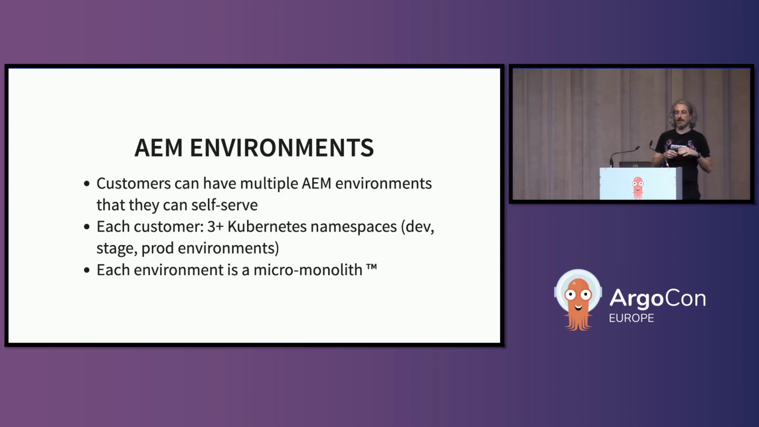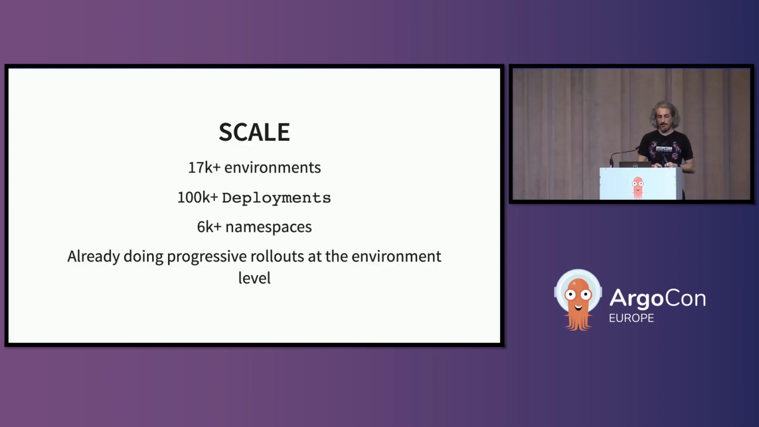So the way we scale is by giving customers their own instances, their own deployments, and that way we scale up. So it's not that we have one service with thousands of pods, it's just we have thousands of services with a few pods. So we have 17,000 environments, more than that. This translates into over 100,000 deployment objects across all our clusters and more than 6,000 namespaces.